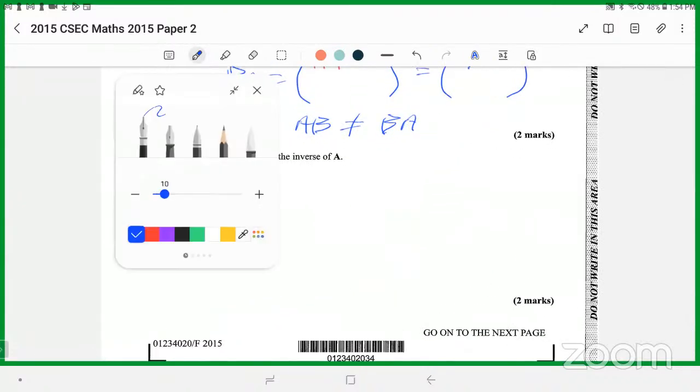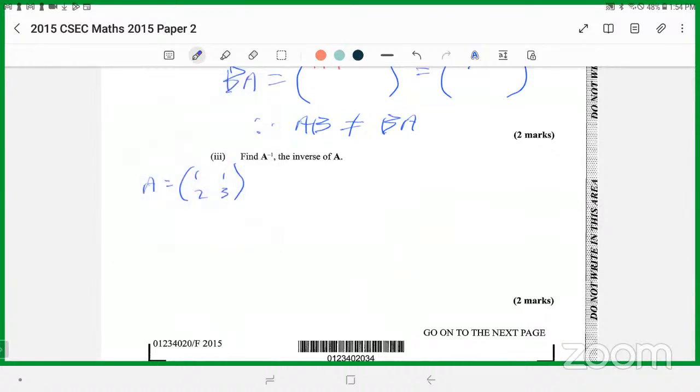Let's do this part in purple. So A to the minus 1, remember, is 1 over the determinant of A times the adjoint of A. What's the determinant? This product minus this product. This product is 3 minus this product is 2. Multiply that by the adjoint, or we form the adjoint from this matrix.